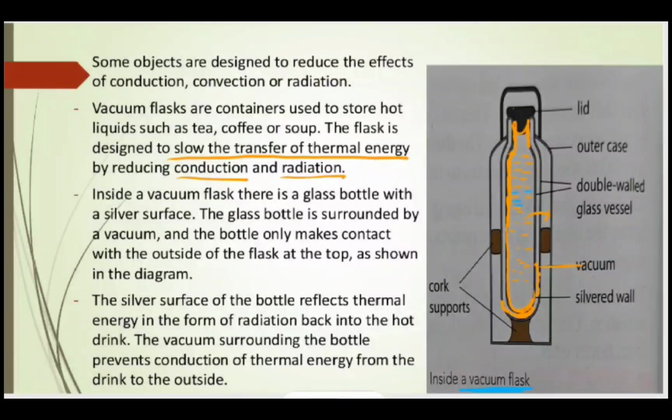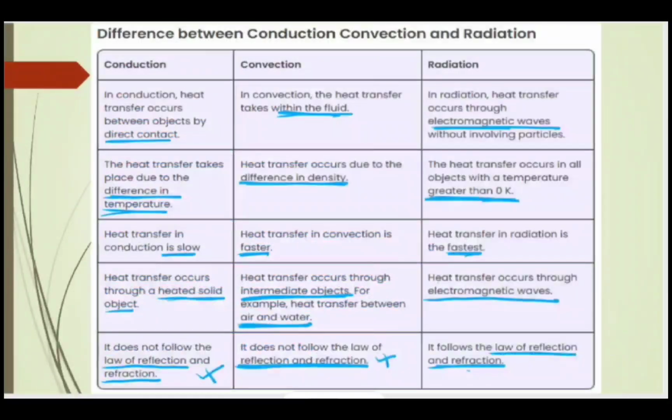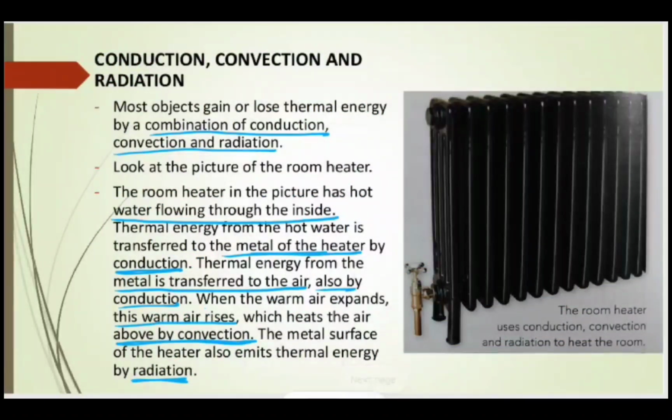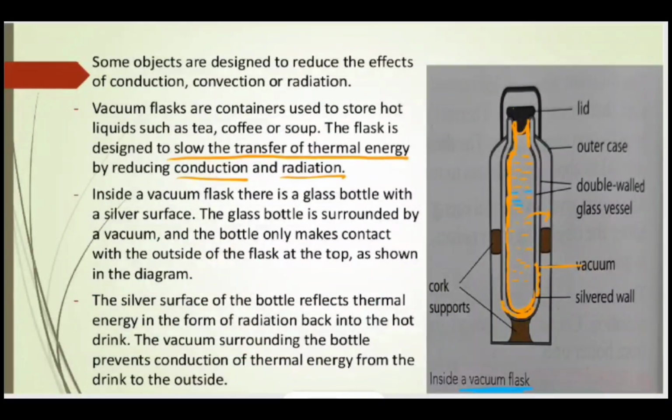As shown in the diagram, the silver surface of the bottle reflects. Silver and white, as we studied on the previous page. Shiny silver and white are the worst emitters and absorbers of radiation. So it is not going to allow so much heat to get transferred, because a silver surface is the worst emitter of radiation. The silver surface of the bottle reflects thermal energy in the form of radiation back into the hot drink. So if this is hot, it is in turn putting it back. It reflects the heat back into the liquid.